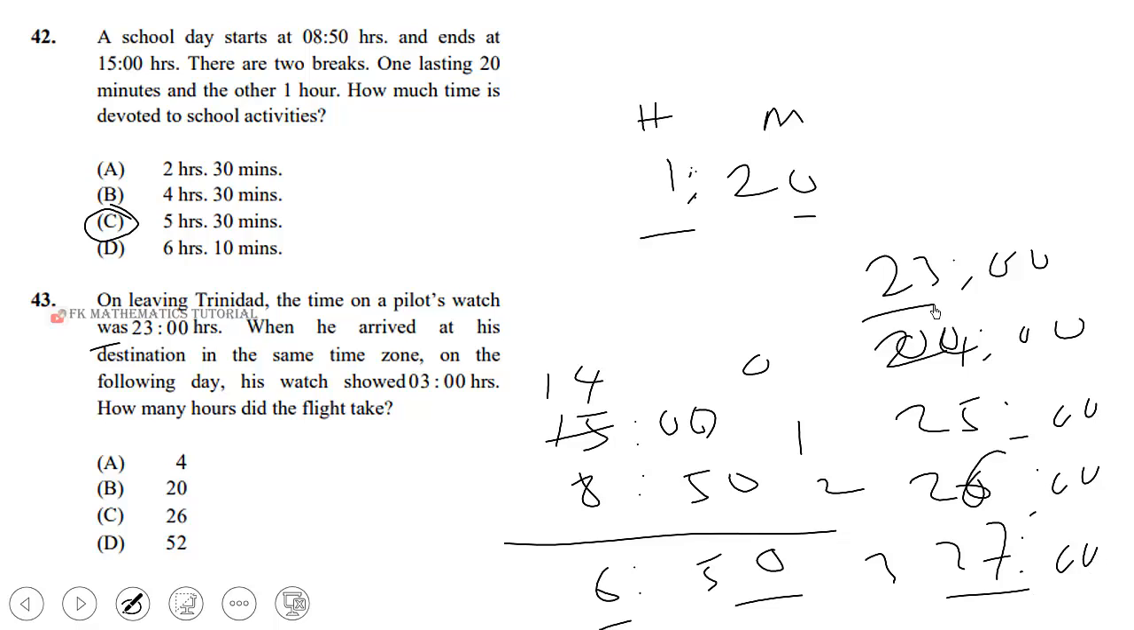So 27 from 23 will give you 4 hours. So the correct answer is 27 minus 23, which is 4. So you spend 4 hours. So this is 1 hour, 2 hours, 3 hours, 4 hours.